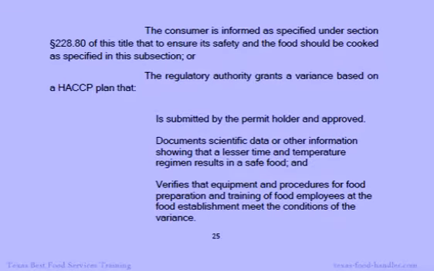consumer is informed as specified under paragraph 228.80 of this title that to ensure its safety the food should be cooked as specified in this subsection, or the regulatory authority grants a variance based on a HACCP plan that is submitted by the permit holder and approved. Documents scientific data or other information showing that a lesser time and temperature regimen results in a safe food, and verifies that equipment and procedures for food preparation and training of food employees at the food establishment meet the conditions of the variance.